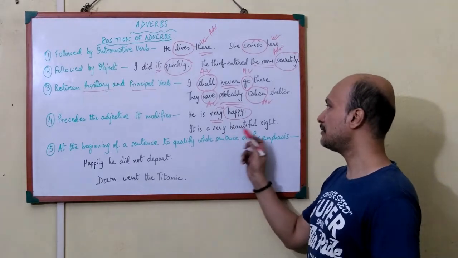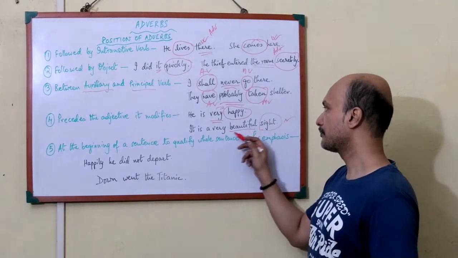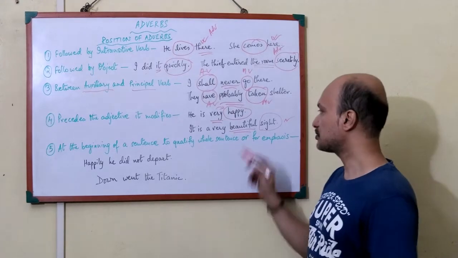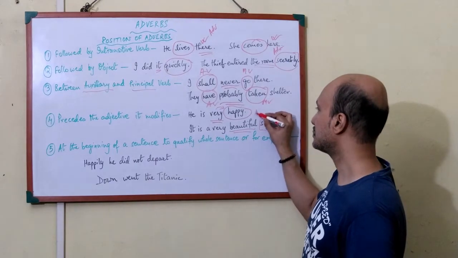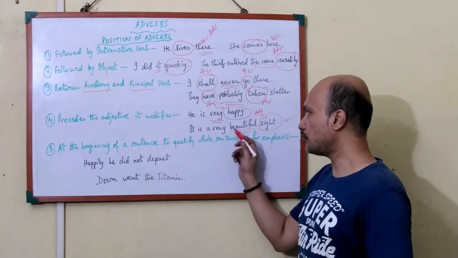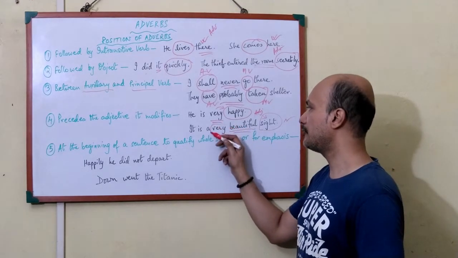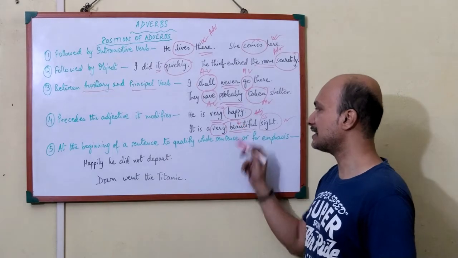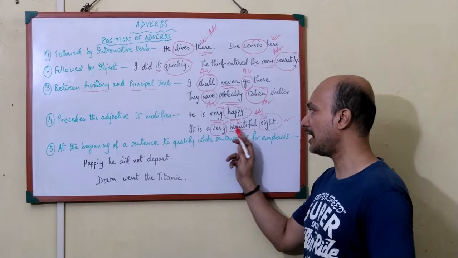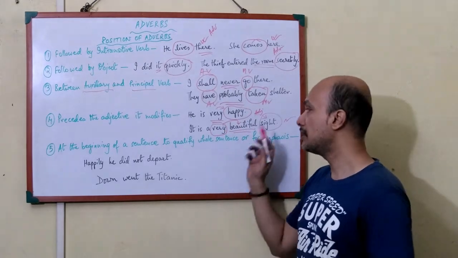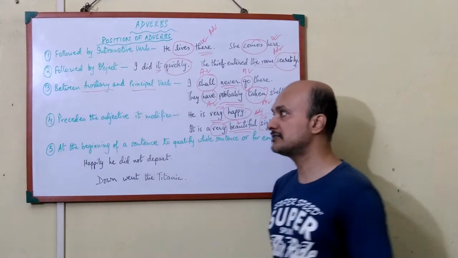Next one. It is a very beautiful sight. Sight is the noun. What is the adjective? Beautiful. It is qualifying the sight. What kind of sight is it? It is a beautiful sight. It is an adjective, ADJ. Which word is saying something about the word beautiful? Our adverb, very, is saying something about this adjective. You know that it is an adverb. Where is it written? It is written before the adjective that it is qualifying. This is our fourth position of the adverbs.